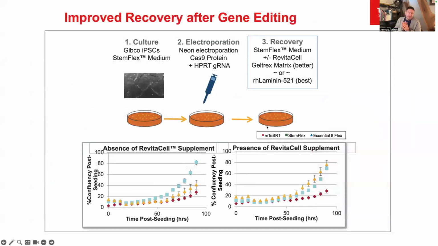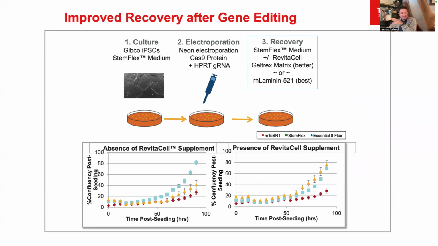Data-wise, Omar talked about this a little bit, but this is data to support the claim that StemFlex performs well in the context of genome editing. What we're looking at here is recovery after singularization and electroporation with Cas9 protein and the guide RNA. In these experiments, the cells were seeded at the same density throughout in 24-well plates and then allowed to recover in different media, plus or minus a Revitacell supplement. Revitacell is something that helps with recovery and overall cell viability.